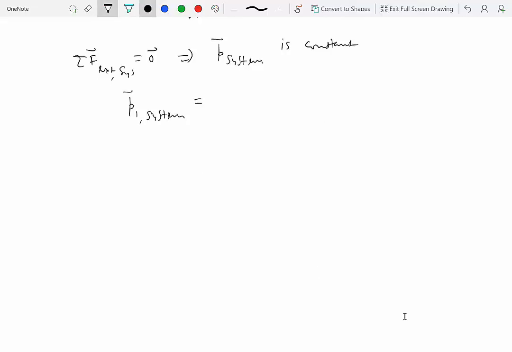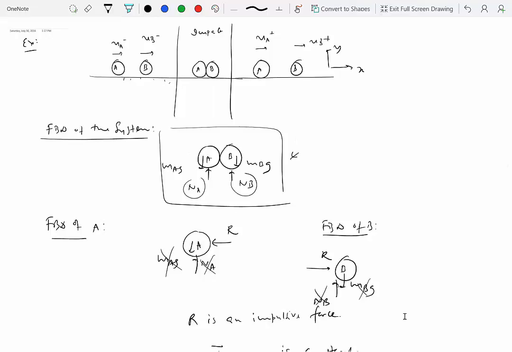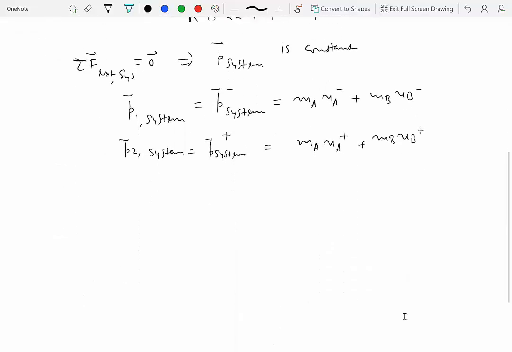So let's write the momentum of the system before the impact. So we'll call it P1 system. I can also write it as P minus system to indicate this is before the impact. So that is equal to mass of A, velocity of A, plus mass of B times velocity of B. This is before impact. After the impact, P2 system, also written sometimes as P of the system, plus, to indicate post-impact, is mA vA plus, plus mB vB plus. And we don't have to worry about the signs over here because all the motion is along one direction, positive x, which means that the sign, plus or minus sign, can indicate which direction the velocities are acting, right?